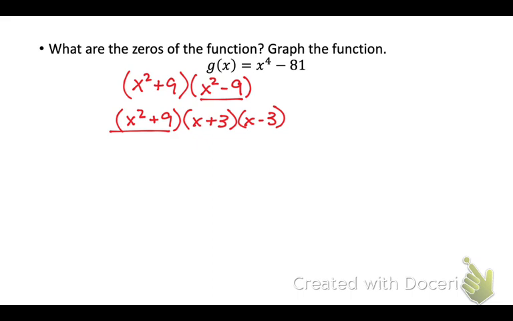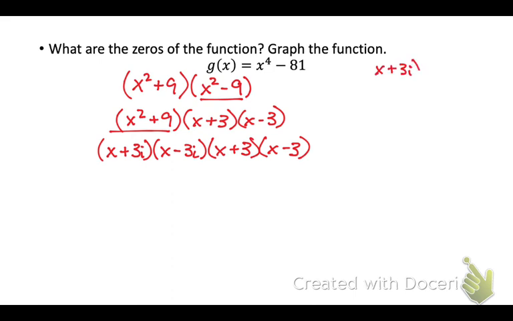Wait, why did you keep going? That's just x plus 3, isn't it? It's x plus 3i and x minus 3i. Yeah, this is our imaginary numbers that we've done. You cannot forget what we've done. Over here we have x plus 3i, x minus 3i. Remember conjugates? Do you remember conjugate pairs?